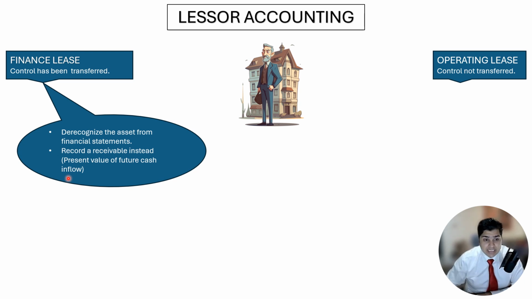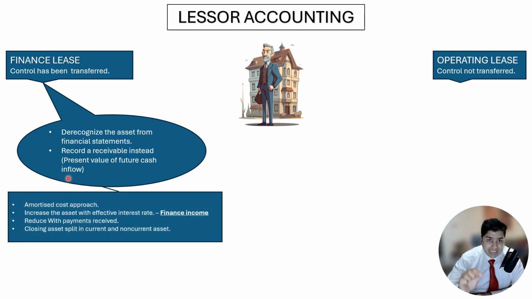This is just initially. Moving on, at the year end, the lessor will hold this receivable again at amortized cost. The name is amortized cost. Essentially, it's not a cost for the lessor this time. The receivable will be increased with the effective interest rate, which will be charged as a finance income. Now be very careful. For a lessee, when we increase the liability with effective interest rate, that is a finance cost in the P&L. For the lessor, when we increase the receivable with the effective interest rate, that is a finance income in the P&L.